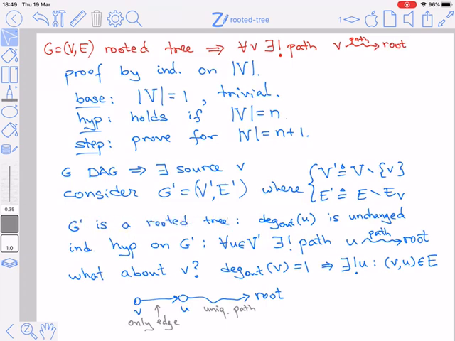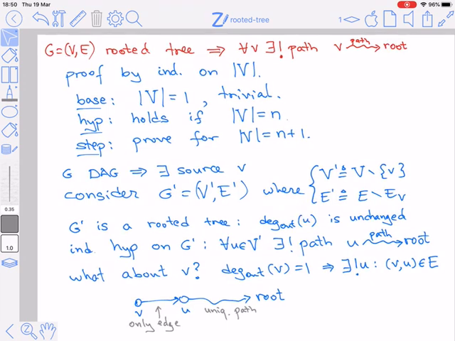Why is this true? Well, in fact, all I need to show is that the out degrees of every vertex U in V prime is the same as the out degree of that vertex in the graph G, in the original graph. And then, if I prove that, then I will get that there is exactly one sink in G prime, and all other vertices have out degree 1. Indeed, the out degree of every vertex is unchanged by removing the source V and the edge that emanates from it.